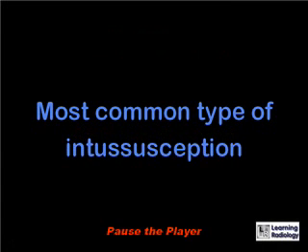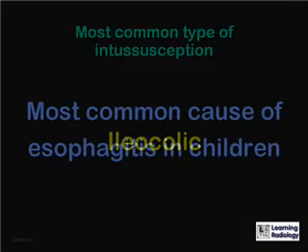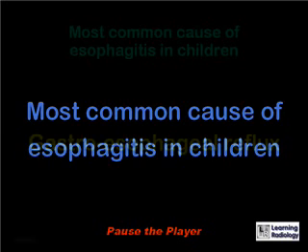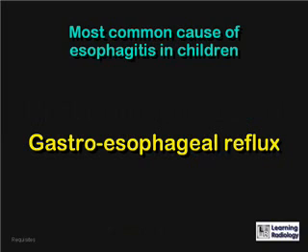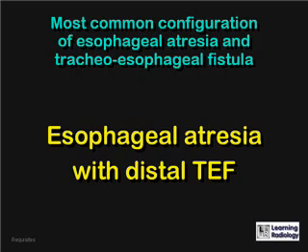What is the most common type of intussusception? An ileocolic intussusception. What is the most common cause of esophagitis in children? Gastroesophageal reflux. What is the most common configuration of esophageal atresia and tracheoesophageal fistula? Proximal esophageal atresia with a distal TEF. What is the most common site of duplication of the bowel? The ileum.